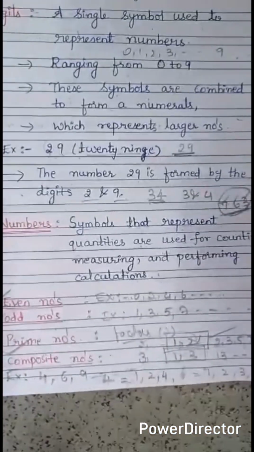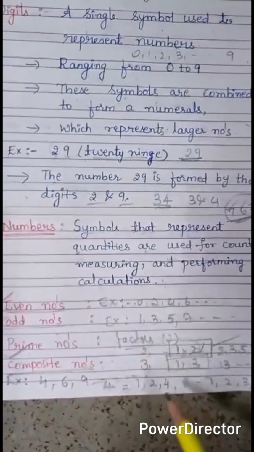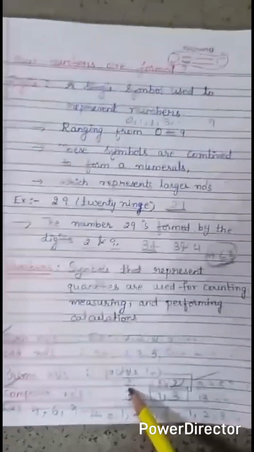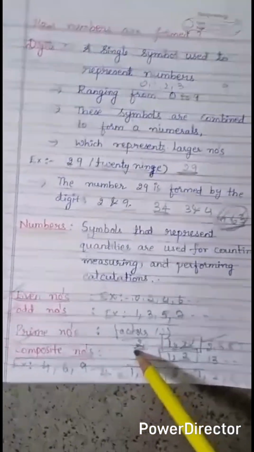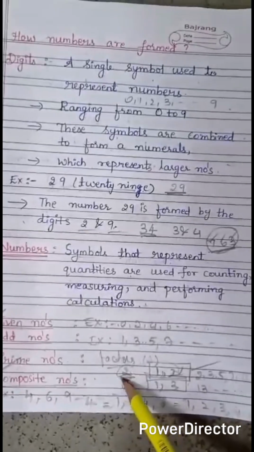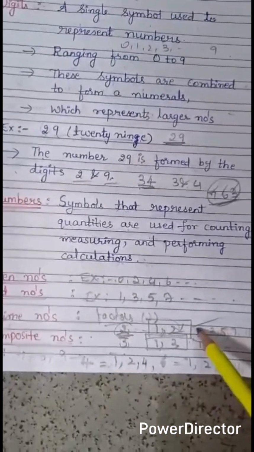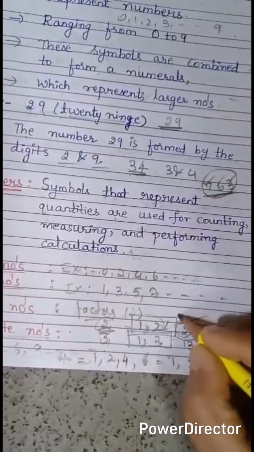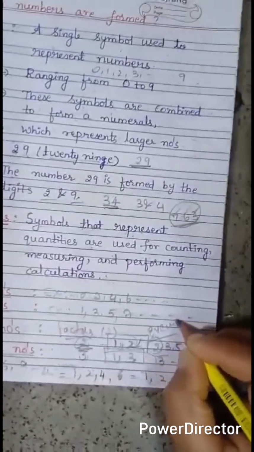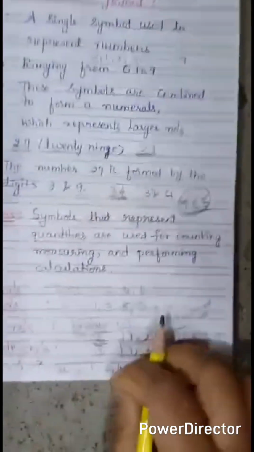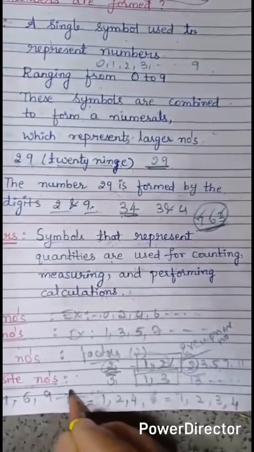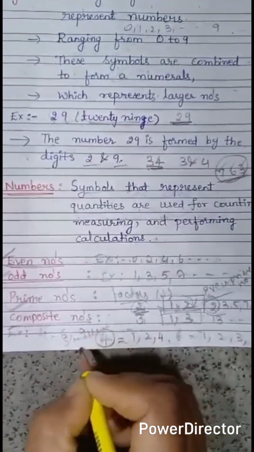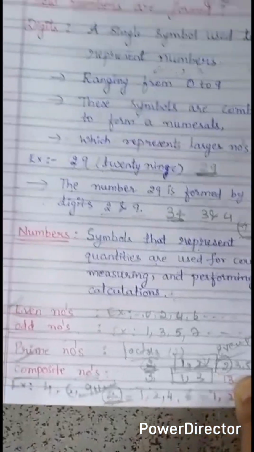So among the prime numbers, what is the least prime number? Means what is the smallest? 2. The smallest prime number is 2. Among all prime numbers, 2 is the only even prime number. And among the composite numbers, 4 is the smallest composite number.